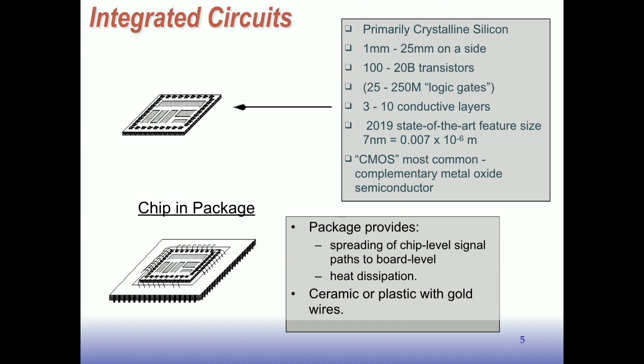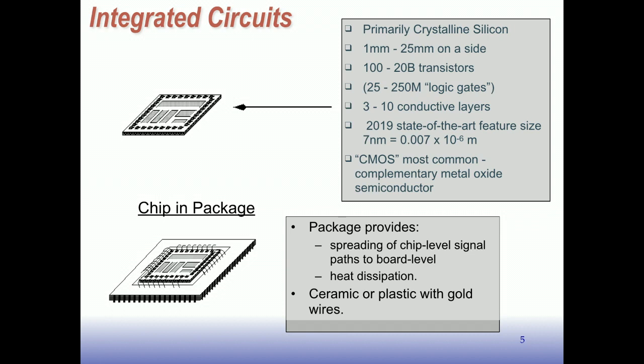This is important for physically spreading the signals out and for dissipating the heat. These are typically made out of ceramic. If it's under about 5 watts of power dissipation, then we can use plastic. With much more heat, plastic doesn't dissipate it very well. So high power chips are often in a ceramic package.